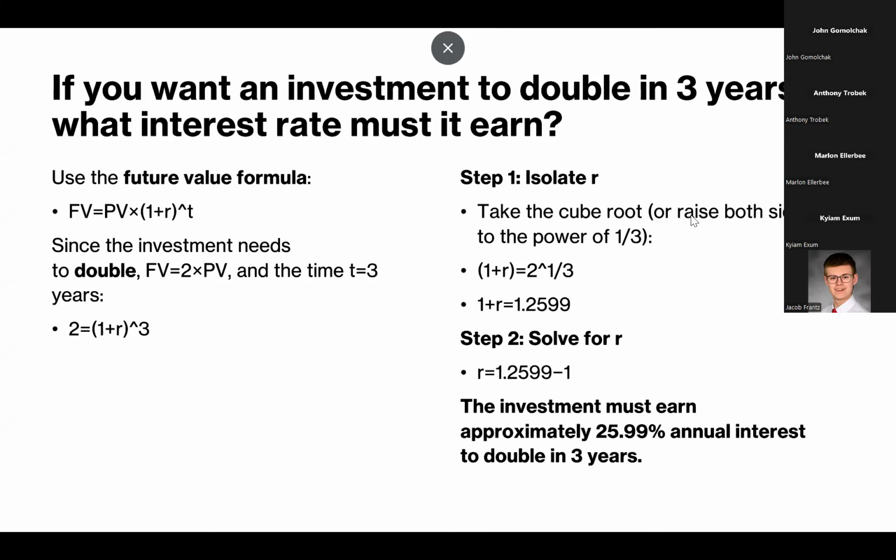The next question is, if you want an investment to double in 3 years, what interest rate must it earn? Again, I used a future value formula, and since the investment needs to double, future value is equal to 2 times present value, and the time is t equals 3 years, as I showed in the formula there at the bottom left. The first step is to isolate r, and to do that, you take the cube root, or raise both sides to the power of 1/3. I worked through the steps there, as you can see in the bullet points. And then the second step is just to solve for r. And yes, the investment must earn approximately 25.99% annual interest to double in 3 years.